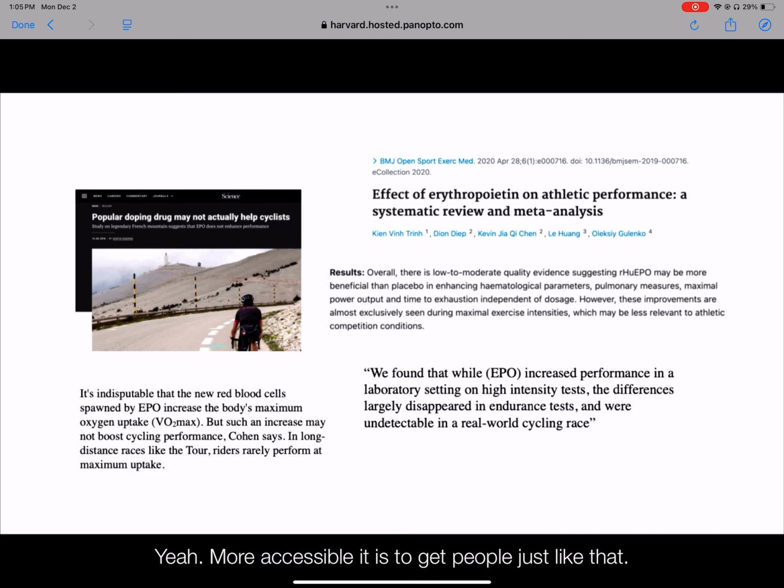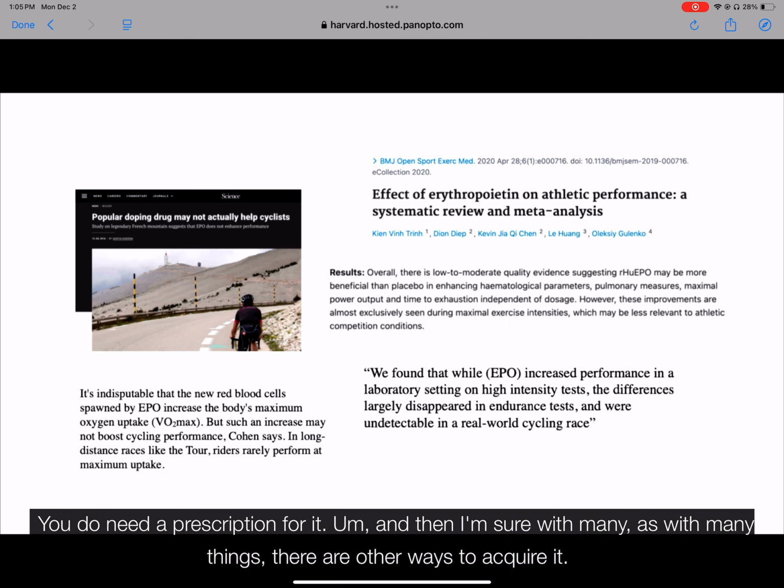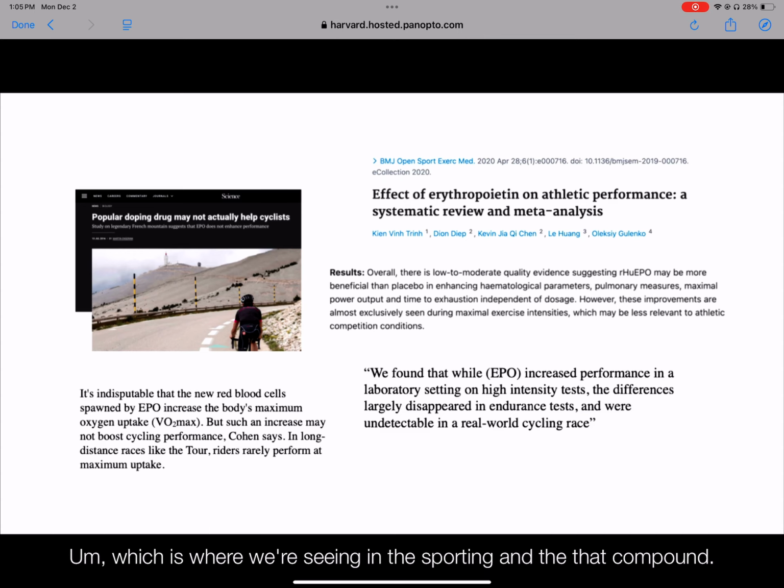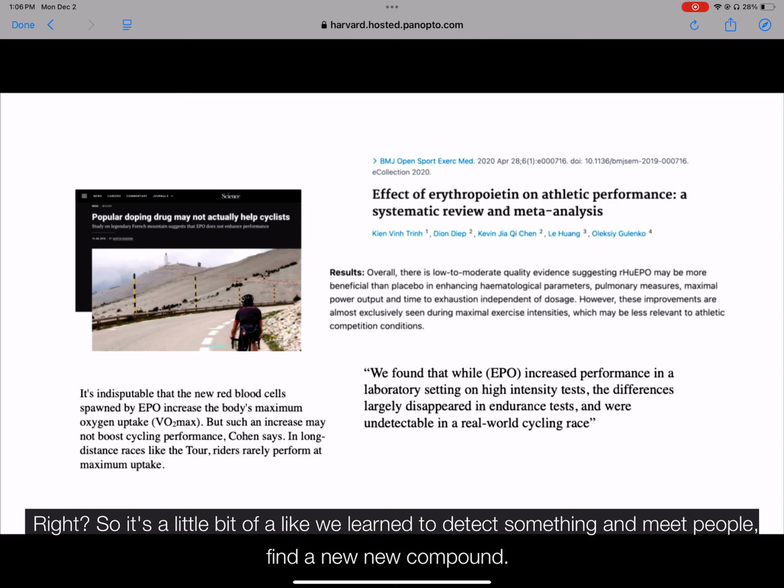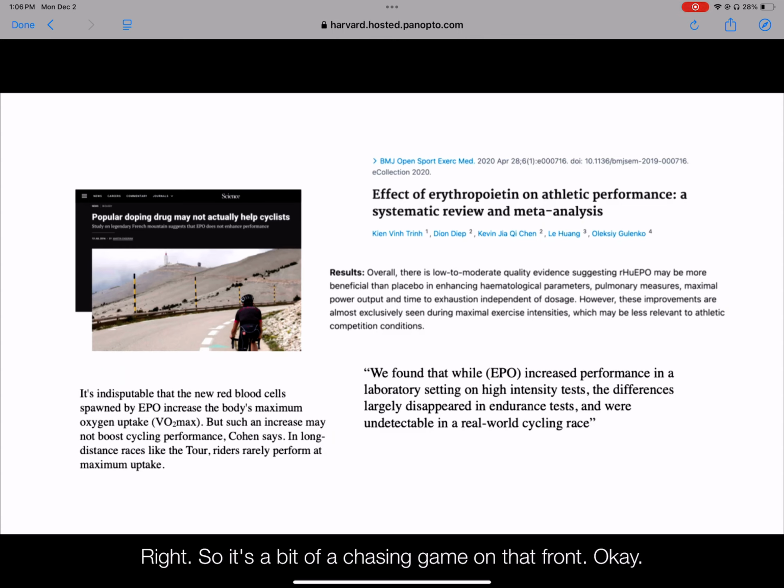Do you know how accessible it is to get EPO, or do you need a prescription? I believe you need a prescription. EPO is a very widely taken drug to treat anemia, as we mentioned in the videos. So it's a big market drug. You do need a prescription for it. And I'm sure, as with many things, there are other ways to acquire it, which is what we're seeing in the sporting world. And that compound I mentioned that we did the quiz question on, the prolyl hydroxylase inhibitor, is also a compound that has been used in the cycling world, right? So we learn to detect something and people find a new compound. It's a bit of a chasing game on that front.